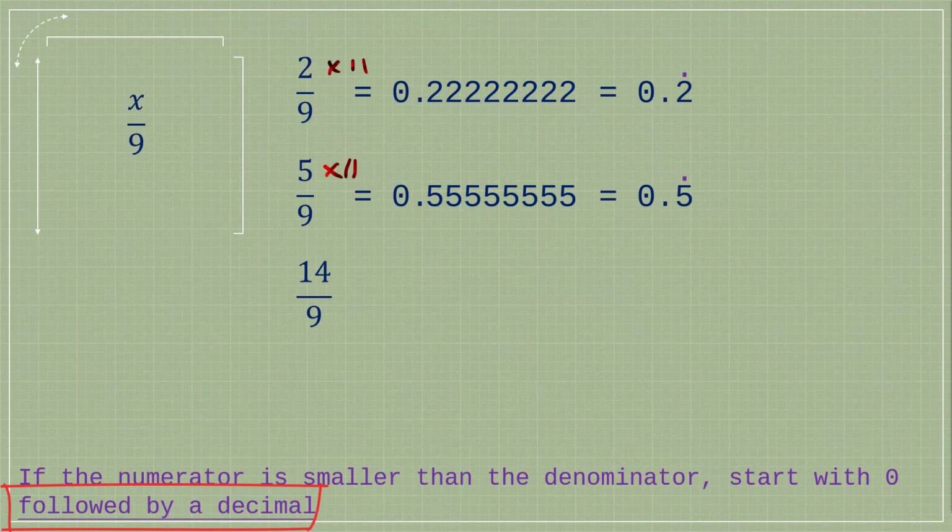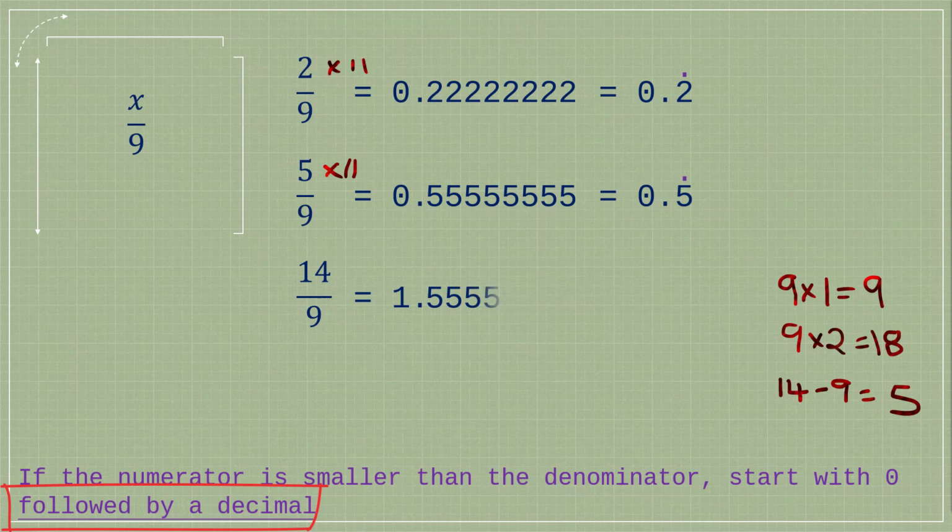14 over 9. In this fraction, the numerator is larger than the denominator. So, we will not start with 0. Instead, we look at the numerator, 14, and see how many times 9 will go into it. 9 times 1 is 9, and 9 times 2 is 18. 18 is larger than 14, so we see that 9 goes into 14 one time. So we write 1. 9 times 1 is 9. Now we look at the difference between 14 and 9. 14 minus 9 is 5. We just multiply the 5 by 11 and that is your answer.